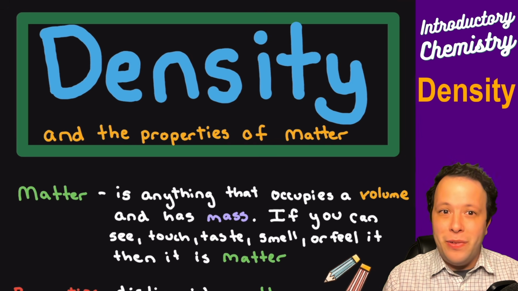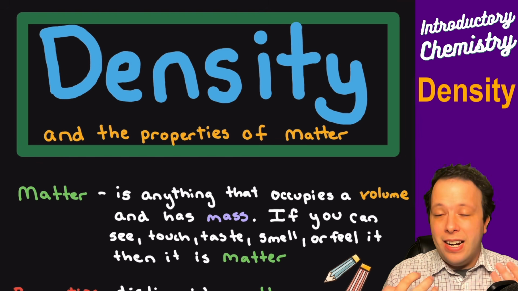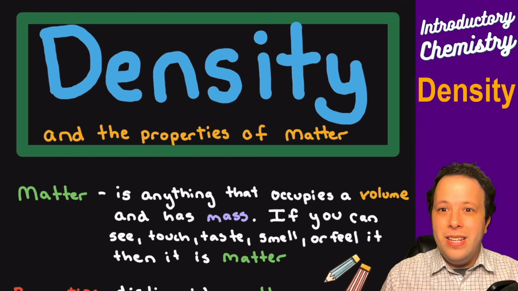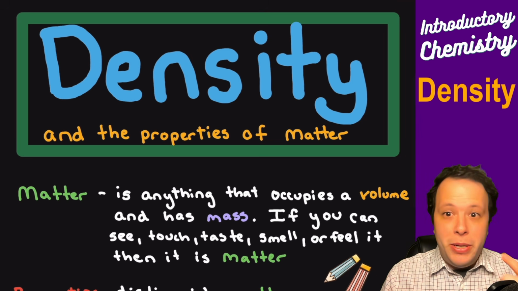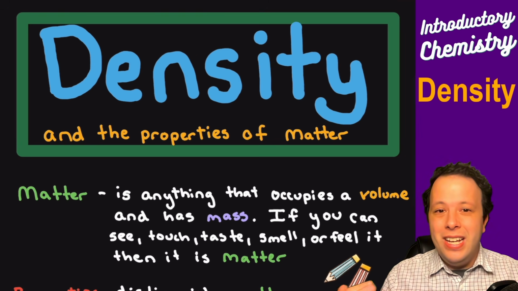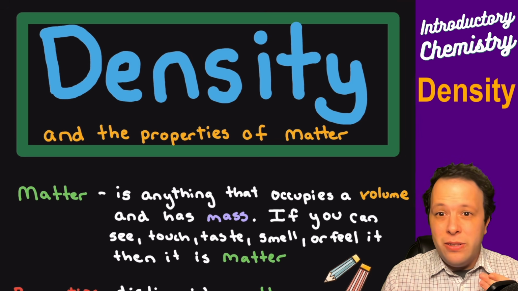So matter, just as a basic definition, is anything that occupies a volume and or space. And when that occupies that space, it also has a mass to it. So if you think of your computer or your phone, for example, it has so much space to it, and you can also put it on a balance and get its mass.